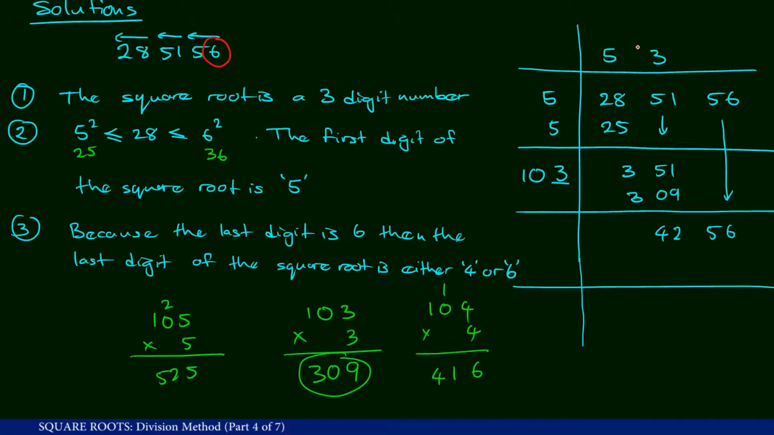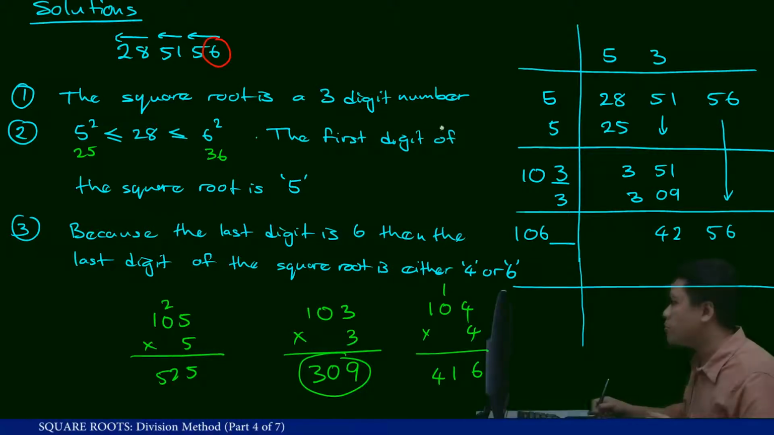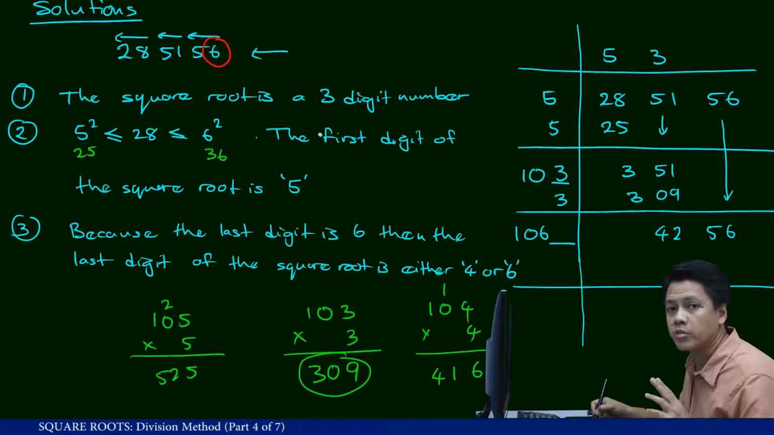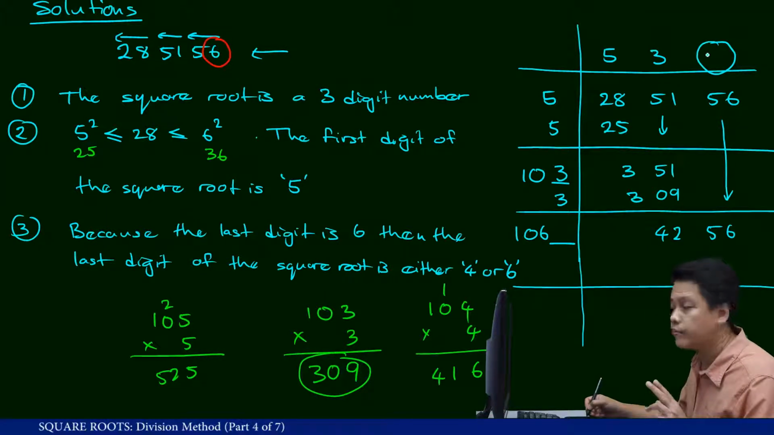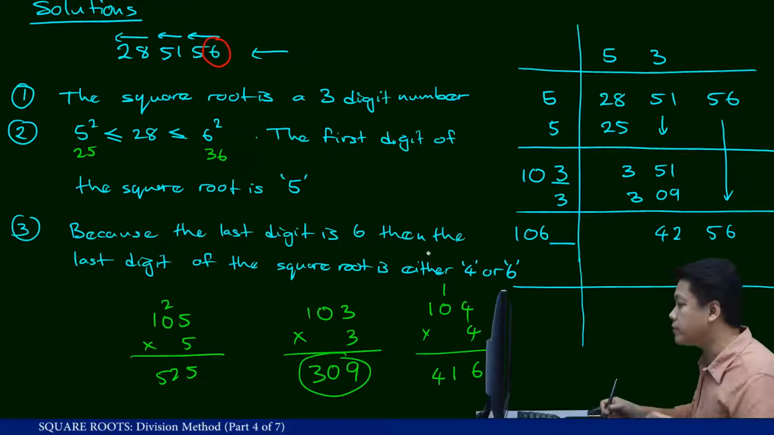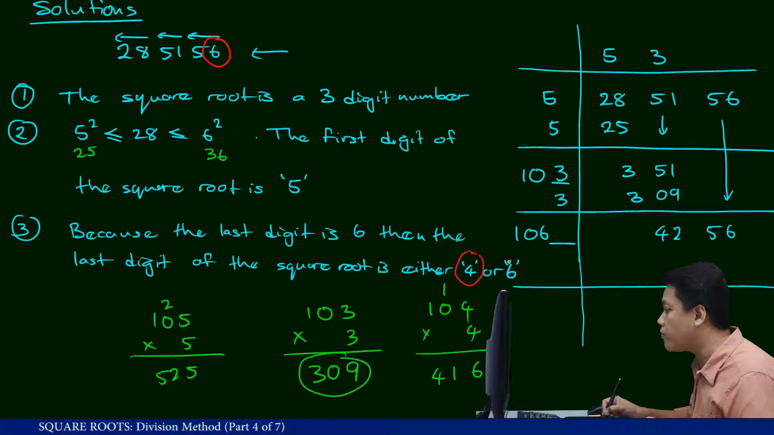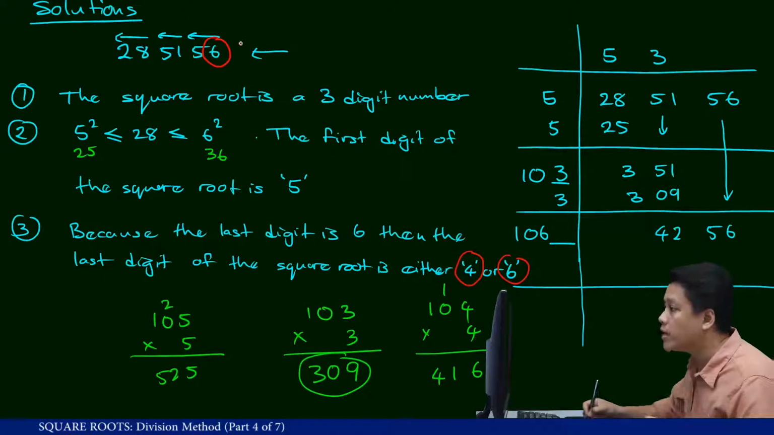So let's bring down 3 here. Let's add 103 and 3, that becomes 106, and leave the next digit empty. And we are going to guess this digit, such that the product is equal to 4,256. Remember, the square root of this number is a 3-digit number. We have already got 2 digits, so the only one left is the last digit. And remember, the last digit must be either 4 or 6, because the last digit here is 6.